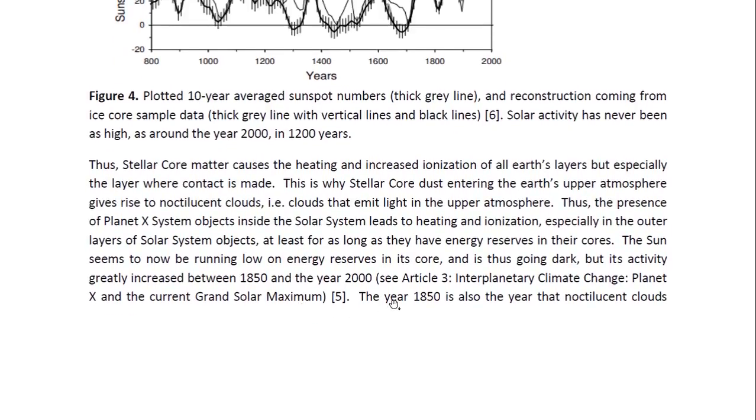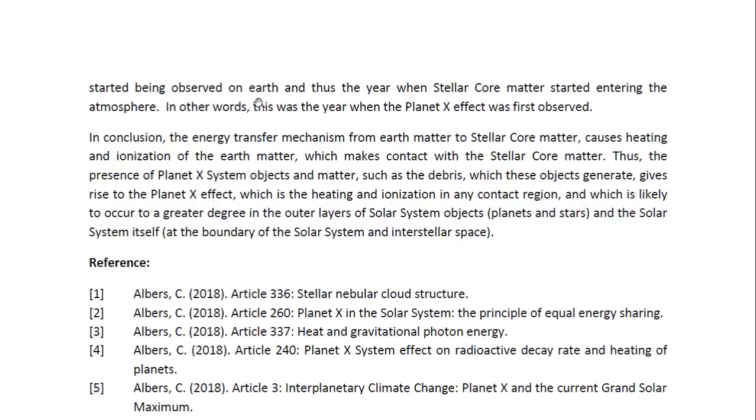So the year 1850 is also the year that noctilucent clouds started being observed on Earth. And thus it is the year when stellar core matter started entering the atmosphere. In other words, this was the year when the Planet X effect was first observed on Earth.